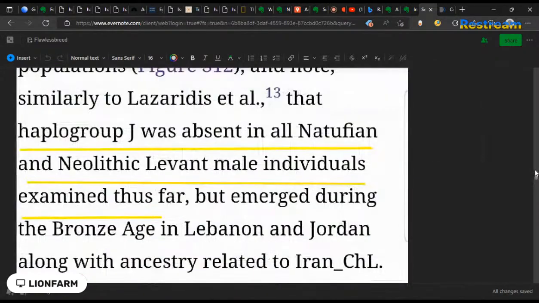Looking at that study, it says that haplogroup J was absent in all Natufian and Neolithic Levantine male individuals examined thus far. Every Levantine male that's Neolithic, no J was found in that time. Because what's important is you're not just looking at a family just of Abraham. You're looking at his relatives, right?